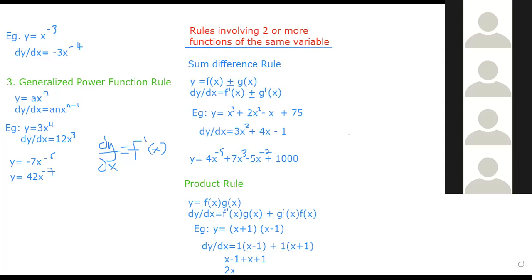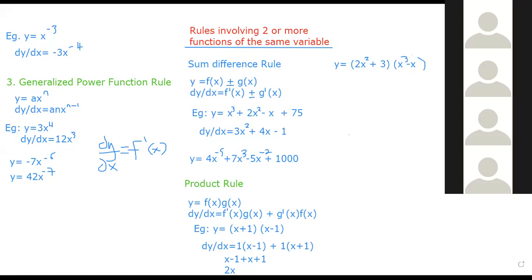You understand? Another example so that you understand. I have y is equal to 2x squared plus 3, multiplying x to the power 3 minus x. Okay, so 2x to the power 2 plus 3, x to the power 3 minus x.